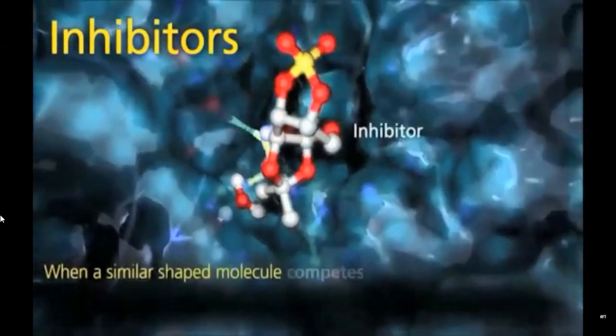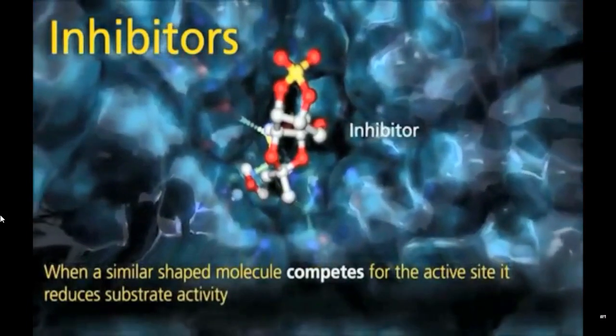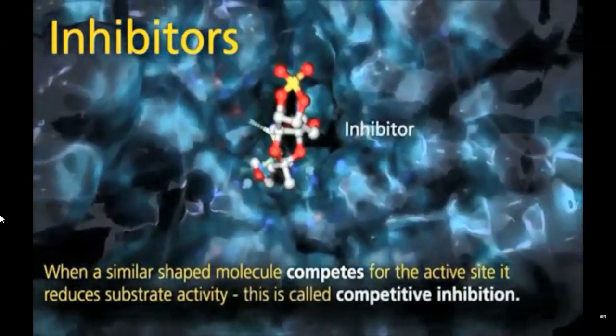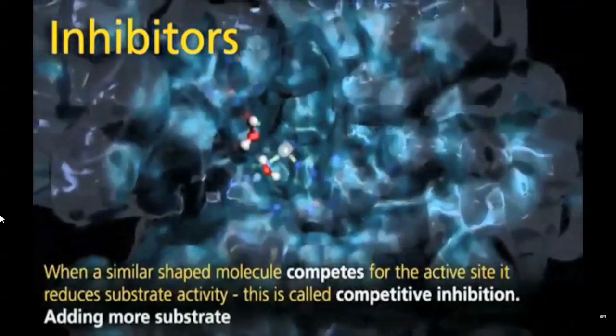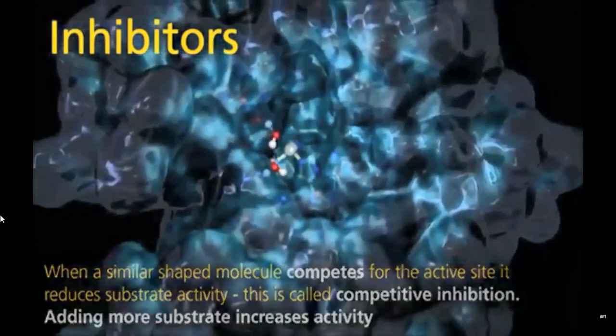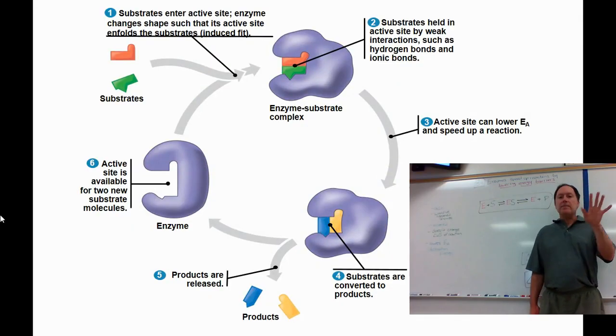When a similar shaped molecule competes for the active site, it reduces substrate activity. This is called competitive inhibition. Adding more substrates increases activity. We'll get to those concepts.